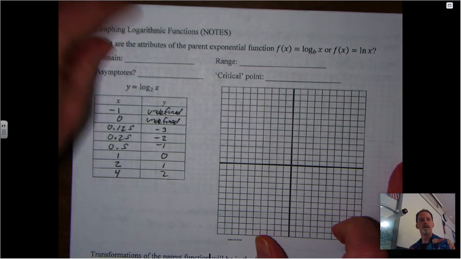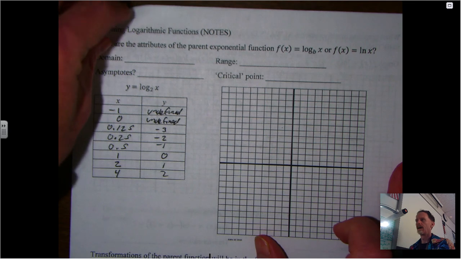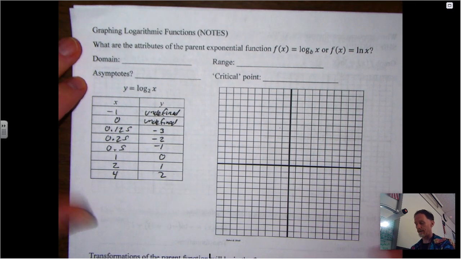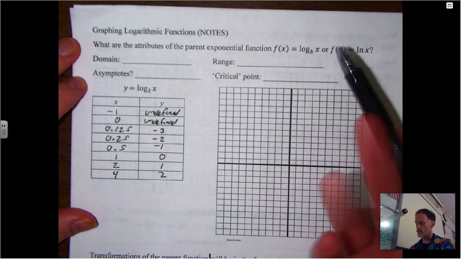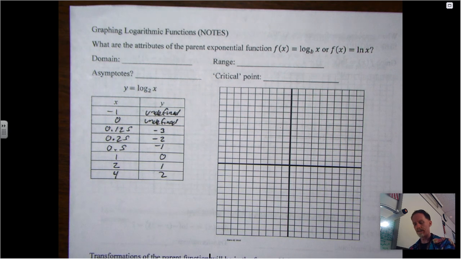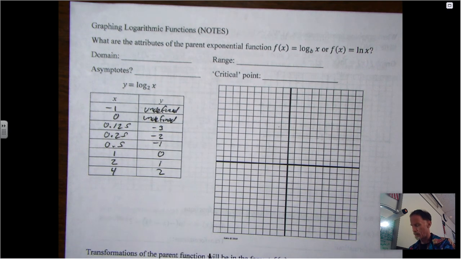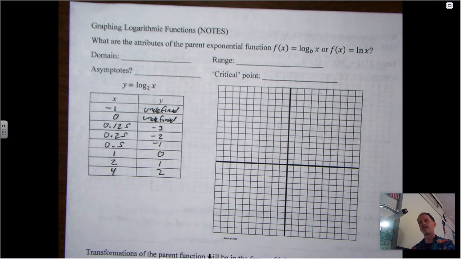All right, hello again, pre-calculus people. Last video we talked about graphing exponential functions. Today we're going to talk about graphing logarithmic functions. I did talk about in class the relationship between exponential and log, and we'll talk more about that next week too. But here I'm just going to talk about the transformations and what we're going to be looking for when we ask you to graph one of these things.